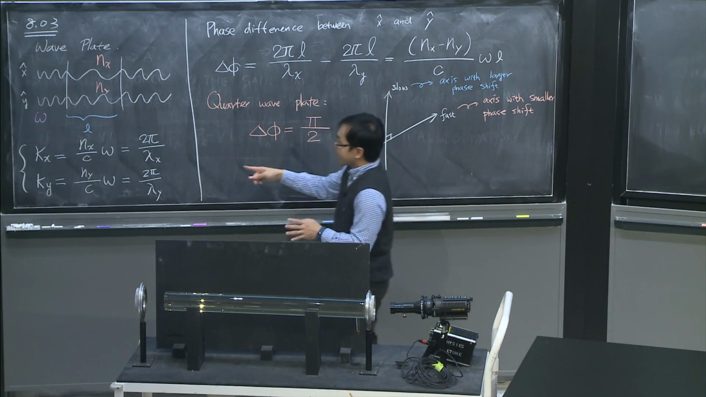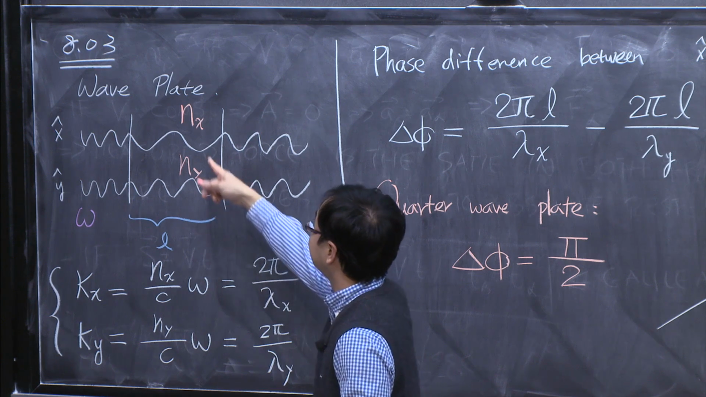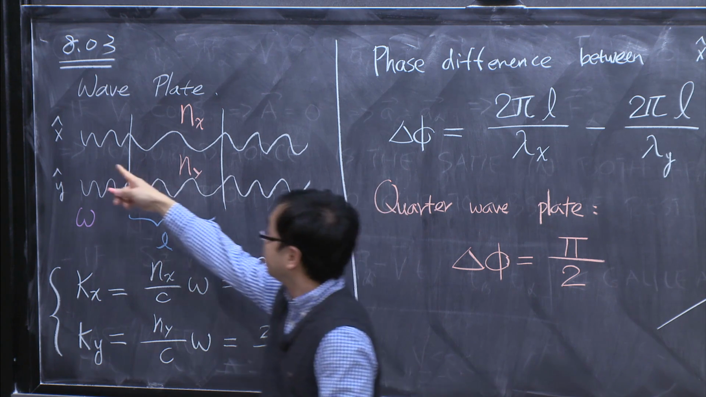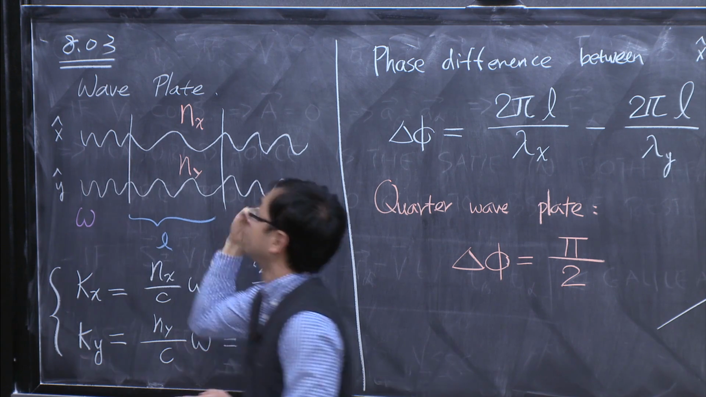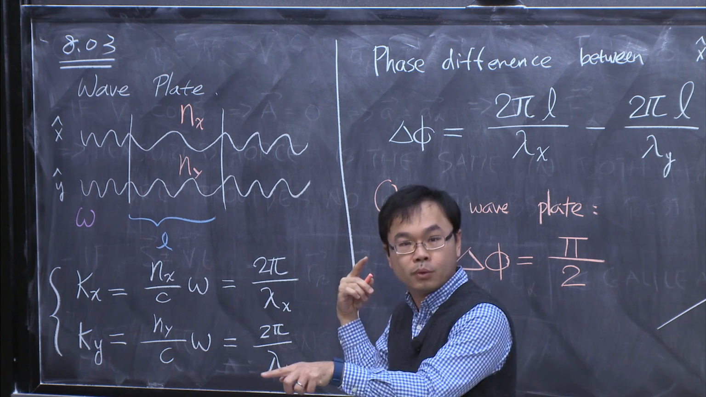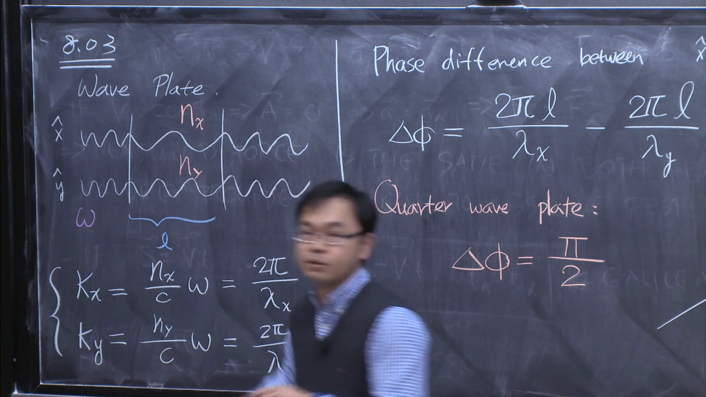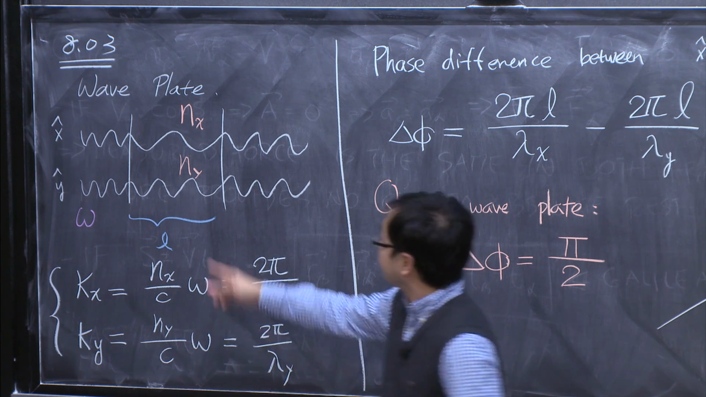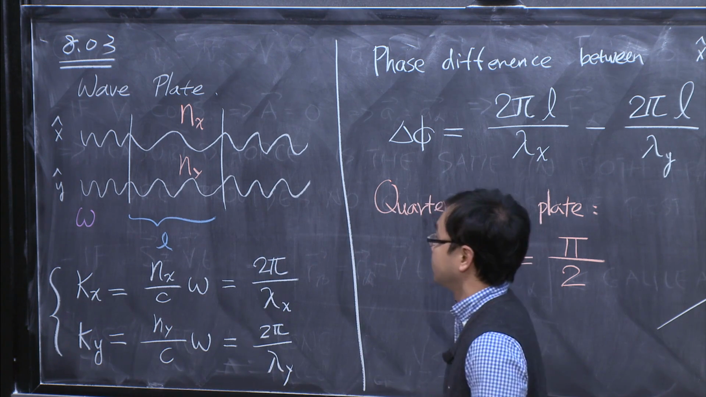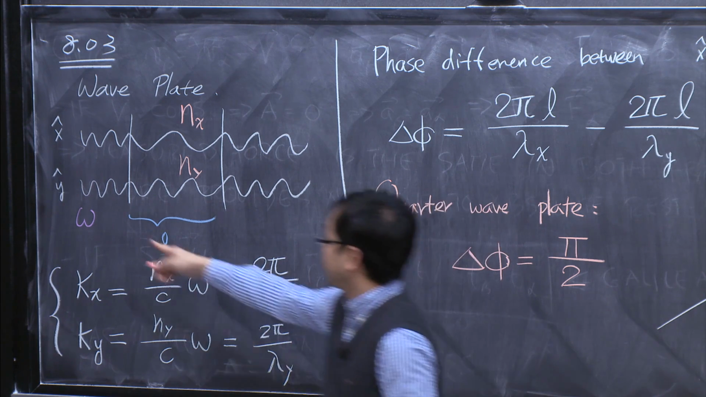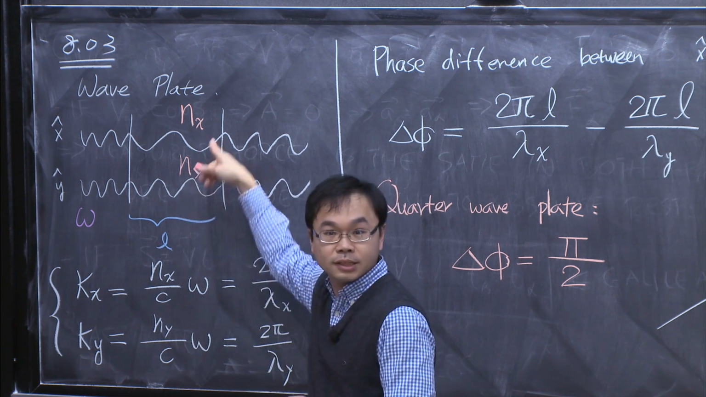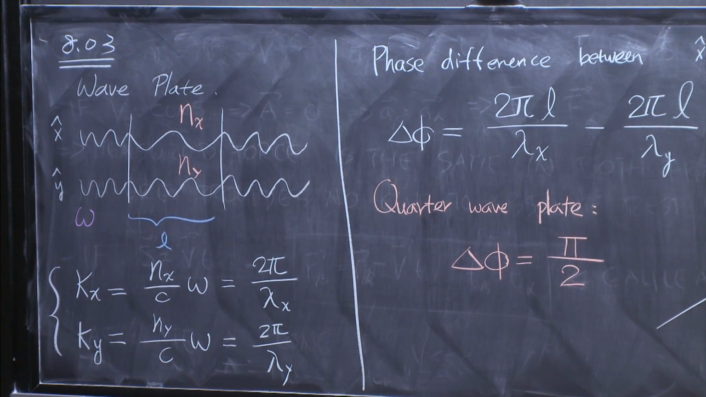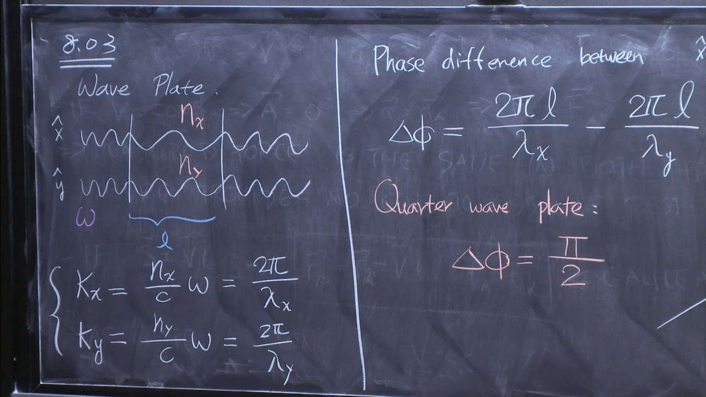So if we keep those in mind, you will see that if I have different nx and ny, when the same frequency light goes through this medium, its x component will travel through a different amount of periods, or a different amount of phase, compared to the component in the y direction, as you can see from this demonstration. Therefore, we can conclude that there must be a phase difference between the x component and y component.